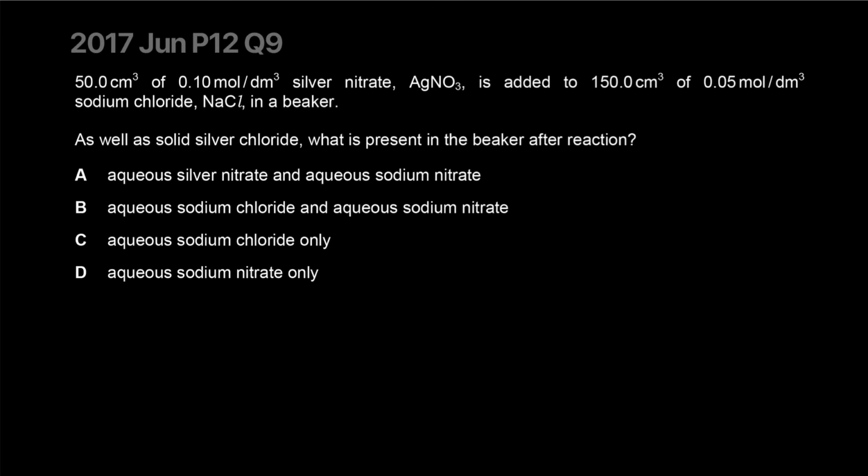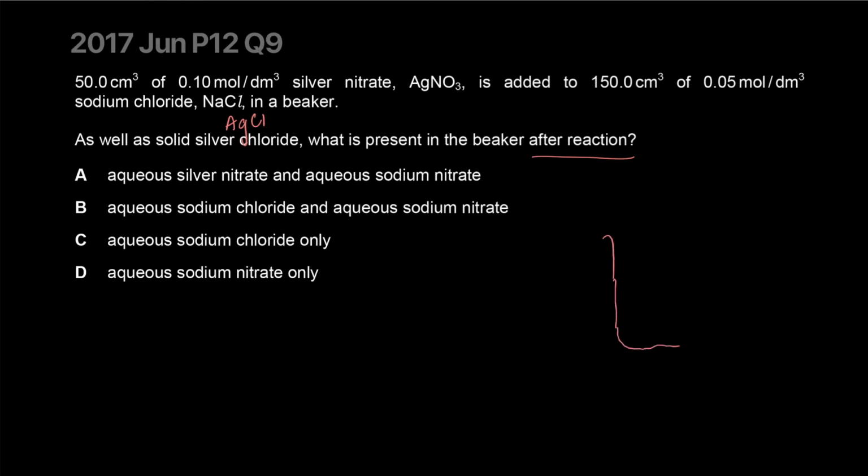Alright, 50 cm³ of 0.1 mol/dm³ silver nitrate is added to 150 cm³ of 0.05 mol/dm³ sodium chloride. So a solid, silver chloride, AgCl, is produced, because silver nitrate is actually a test for chlorides. What is present in the beaker after the reaction has taken place? Some or all of the silver and the chlorine has reacted, so we have to figure out what's in the beaker now.